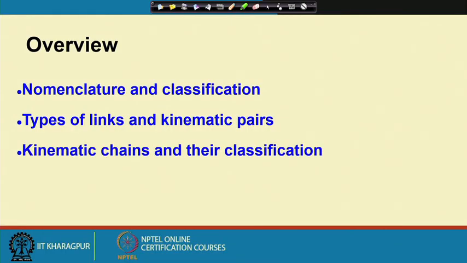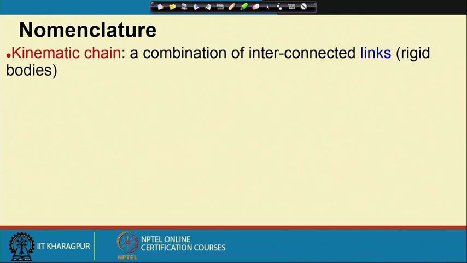We have this nomenclature and classification, which I am going to discuss first, then types of links and kinematic pairs, which I am going to define very soon. We are also going to look into what are known as kinematic chains and their classifications. So, let us begin with the nomenclature that we will come across.